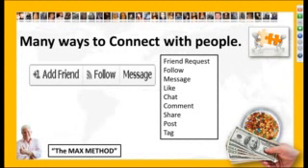Now, there are many ways to connect with people. You can send them friend requests. You can follow them. You can send them messages. You could like what they do. You could have a chat. You could make a comment on their page. You could share, post, or tag things. Now, all of these things give you the opportunity to engage someone in a dialogue.